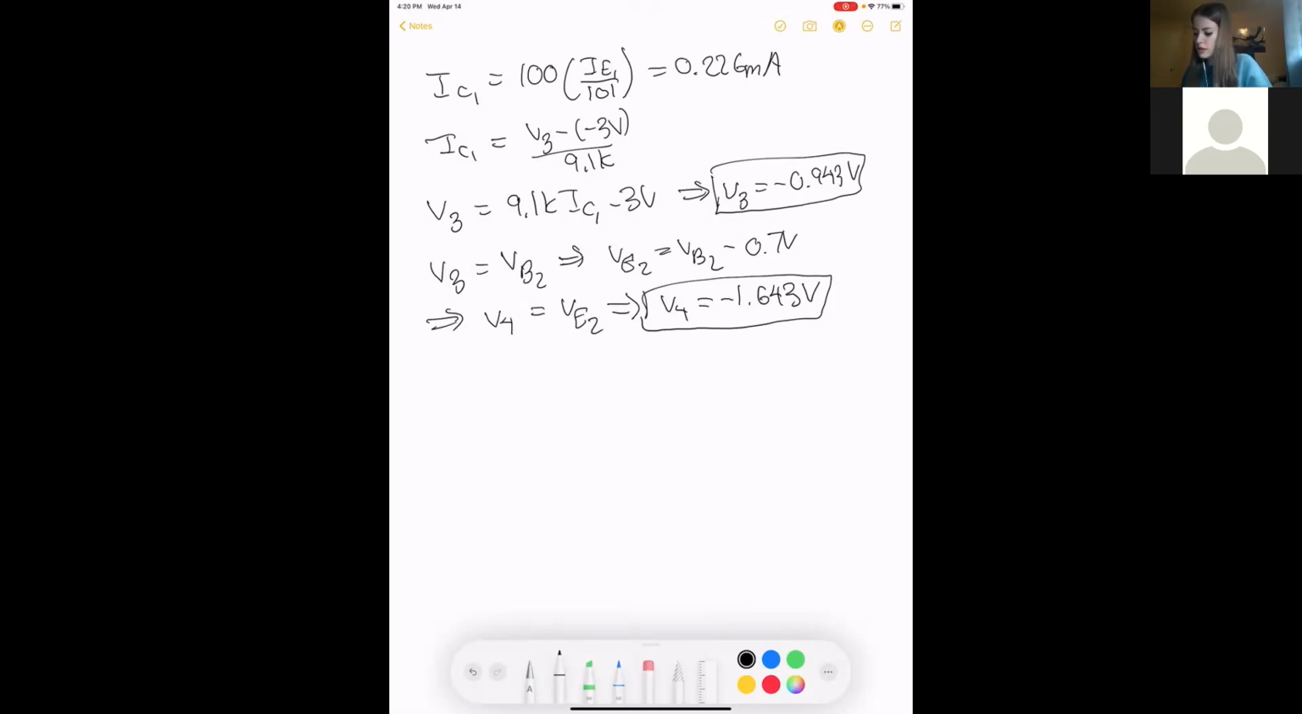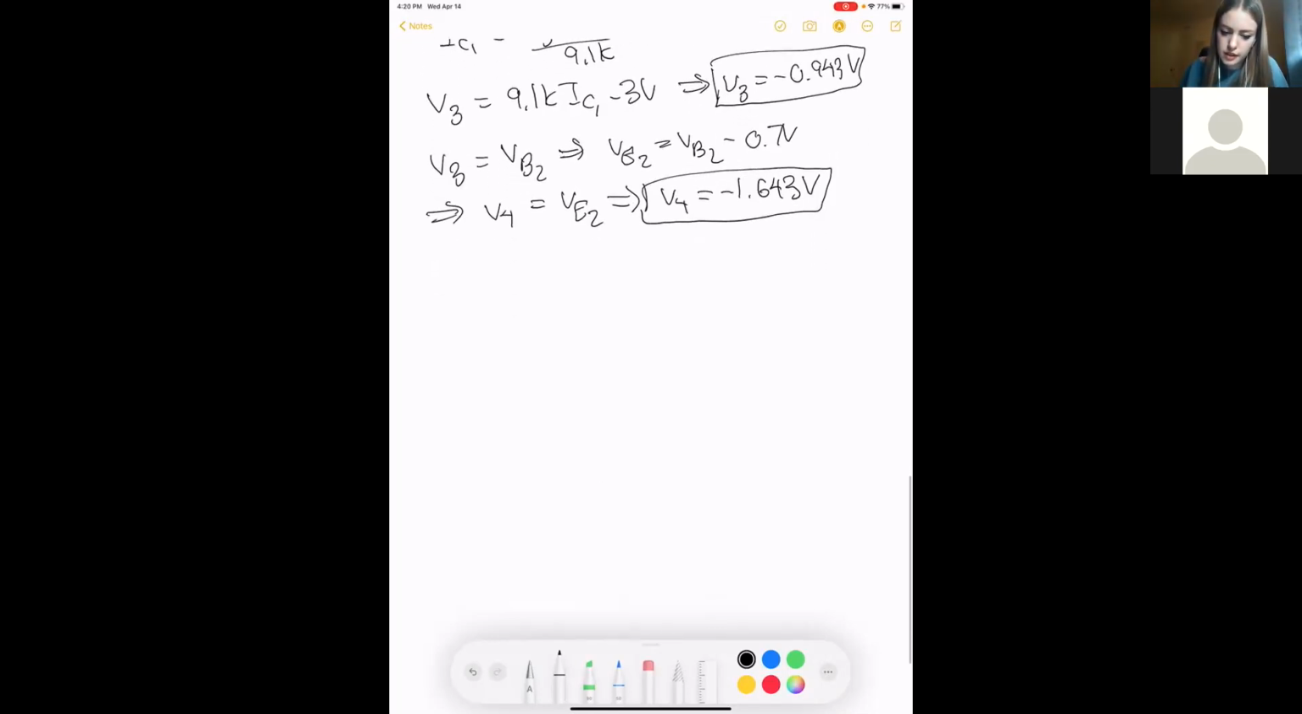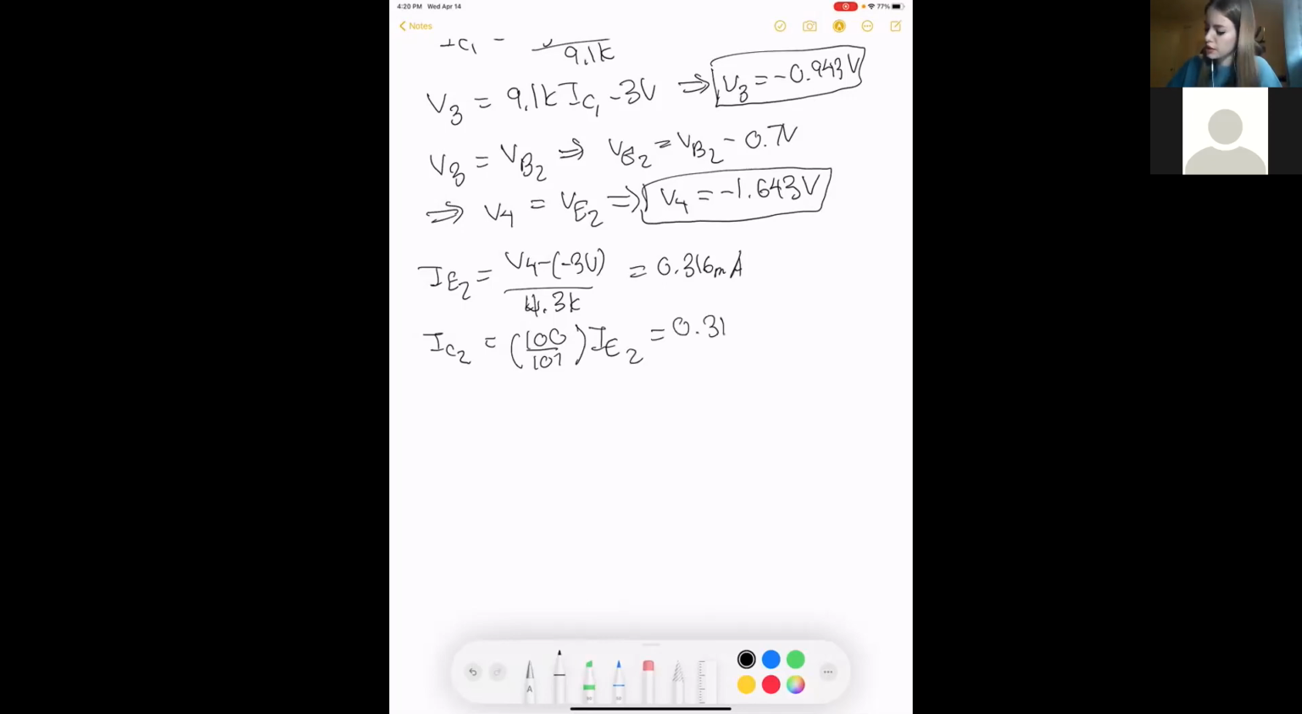And lastly, we are doing IC2, oh my bad, IE2, which is V4 minus 3 volts divided by 4.3K, and we get 0.316 milliamps. Okay, so then we know that IC2 is 100 over 101 IE2. So we get that 0.313 milliamps.